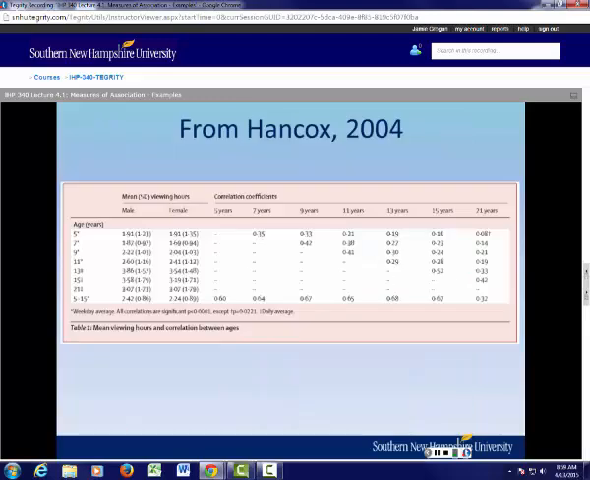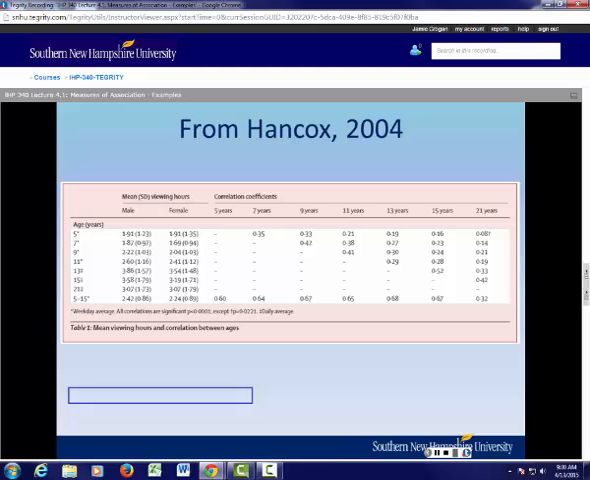Okay, the next article is from Hancock's. This was also published in 2004. And in this study, kind of a unique study, they were looking at television viewing and how youth and childhood television viewing compared to young adult health outcomes. But this is really the first table that they show you in the paper.